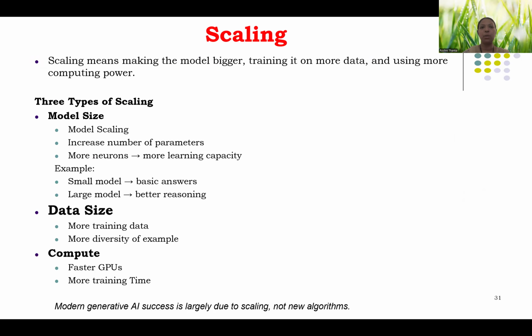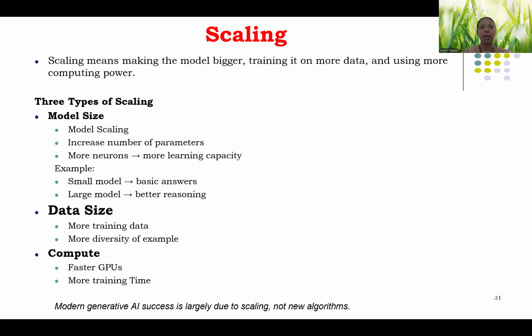Okay, the next important terminology is scaling. Why we want scaling is that we want to make our model bigger, train it on more data, and make it more powerful. There are three types of scaling available. One is model size. We can increase the number of parameters to train the model, using more neurons, for more capability. For example, a small model will be good at answering basic questions, but a large model will be good for reasoning.